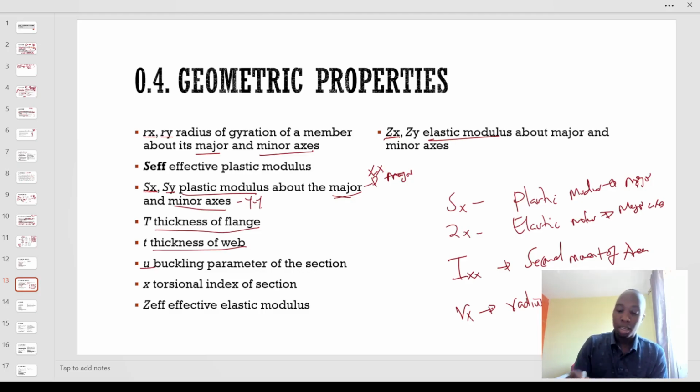That will be the radius of gyration, which will also be identified from British standard tables. You will not need to calculate the radius of gyrations, but each geometric property will have a particular pre-calculated radius of gyration. Okay. We make progress.